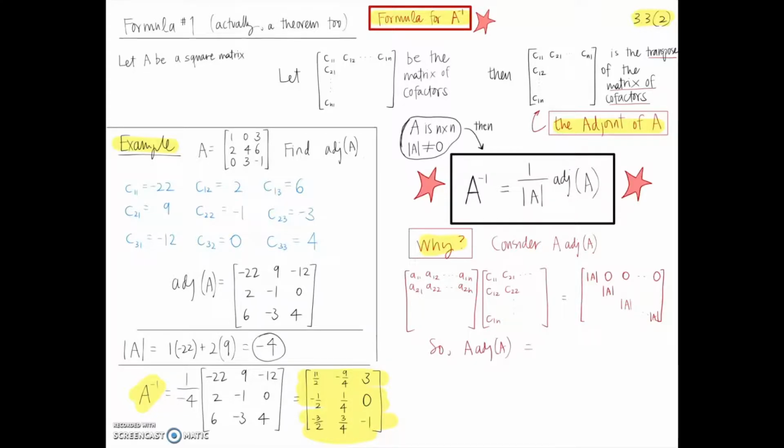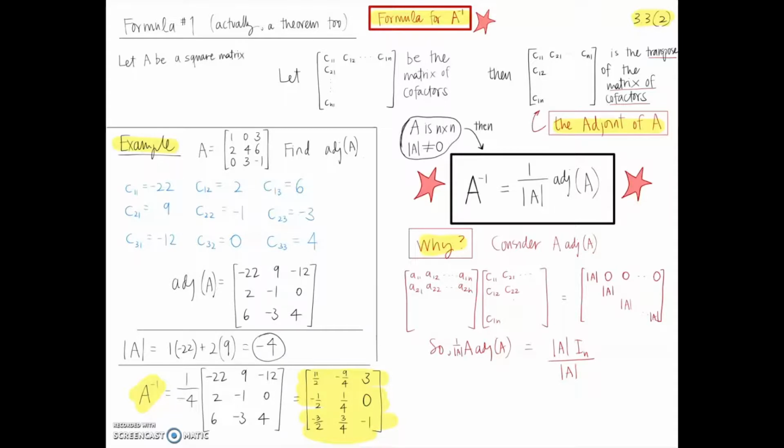So what we're essentially seeing is that the matrix A multiplied by the adjoint of A is going to equal, well, think about this. This is actually the identity matrix multiplied by the determinant of A. So this is equal to the determinant of A times the identity matrix of size n. And the determinant of A is just a real number, so we can divide both sides by the determinant of A. And what happens is it goes away on the right side, so we just have the identity matrix.